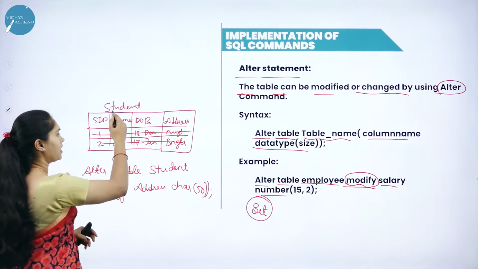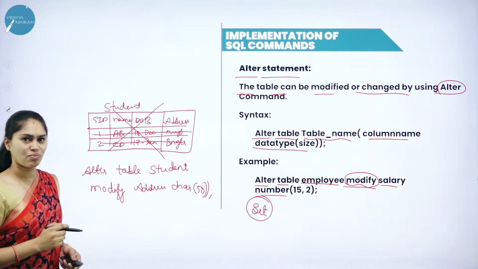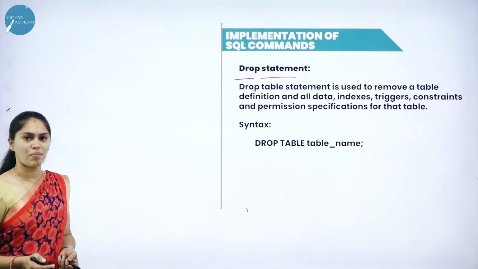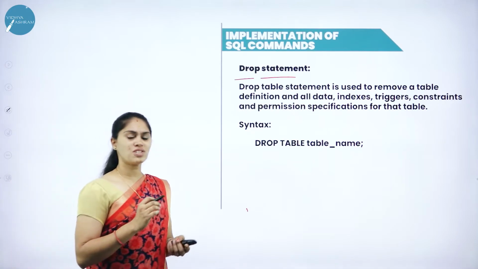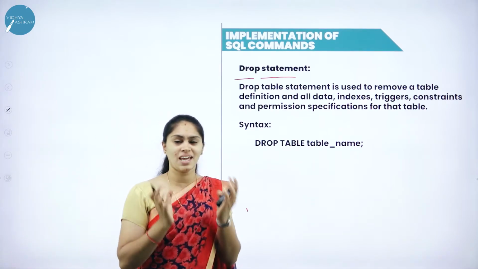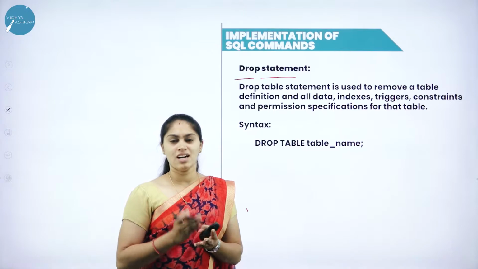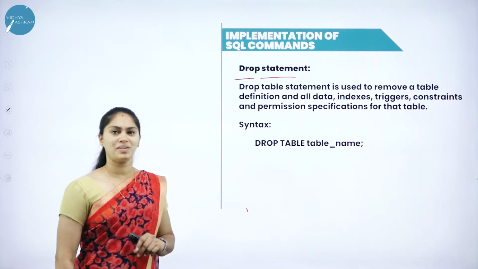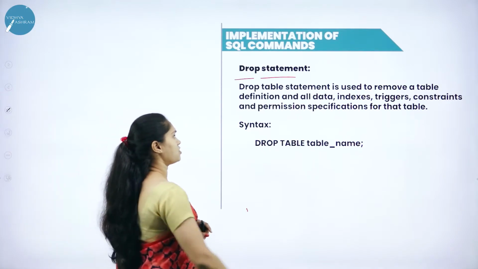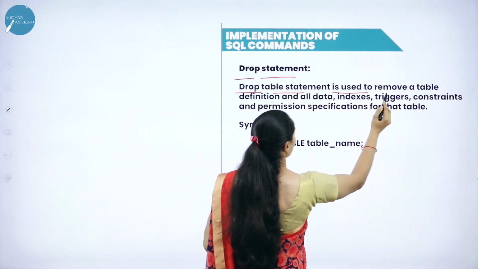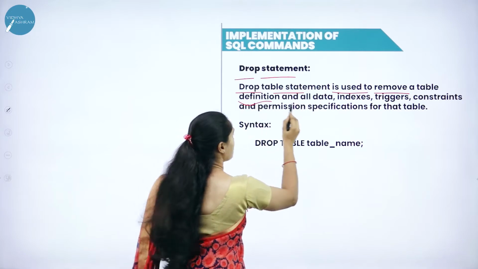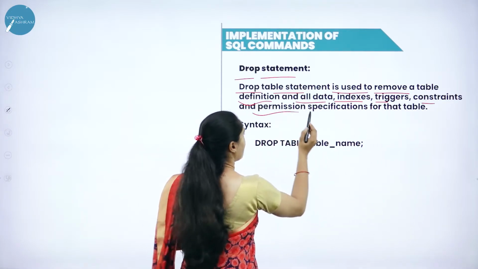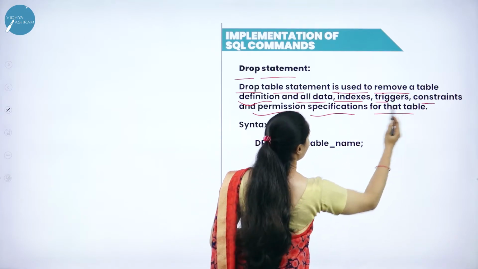If I wanted to delete this from the database management system or from the database, then I have to use a drop command. So drop commands are used in order to delete the overall schema of a table from the database. Or if I wanted to delete the records or a content of a table, then I have to go with a delete statement. So that drop table statement is used to remove a table definition and all the data, indexes, triggers, its constraints and permissions specification for that table.